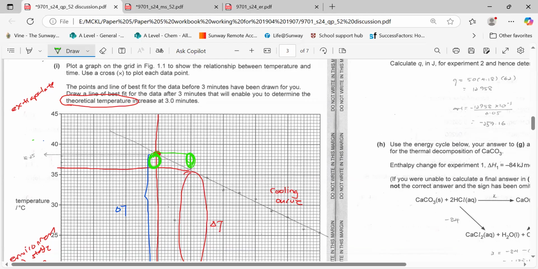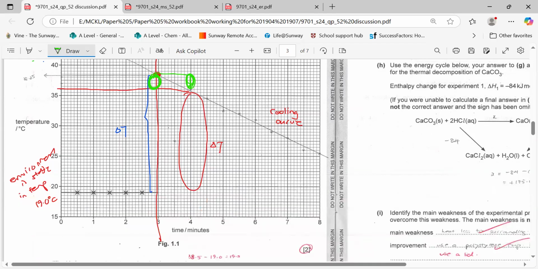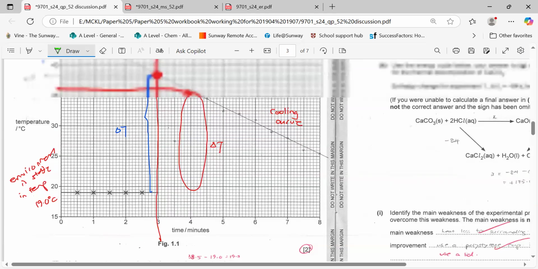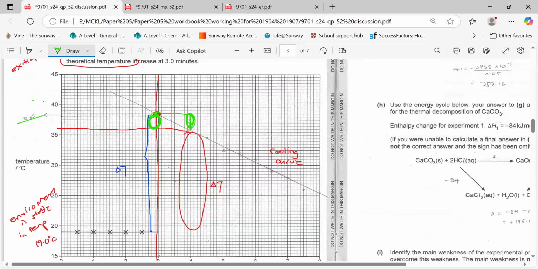But that is if you do a continuous setup where you continuously measure every 30 seconds or every 1 minute. So this is how my curve looks like. Now next, use your graph to determine the theoretical temperature increase at minute 3. So we want to look at the extrapolation. Mine over here, if you look on the left, is 38.25.